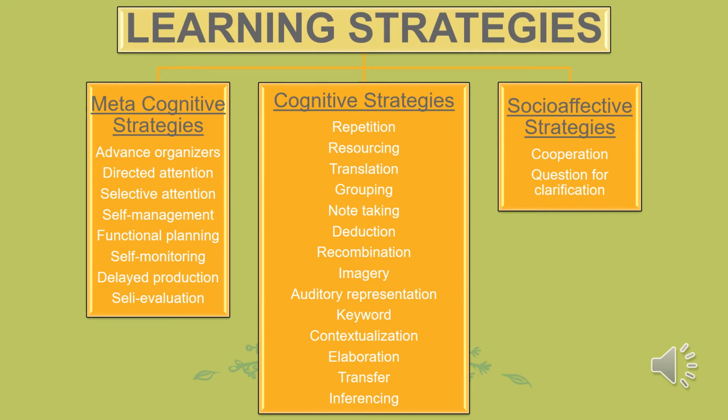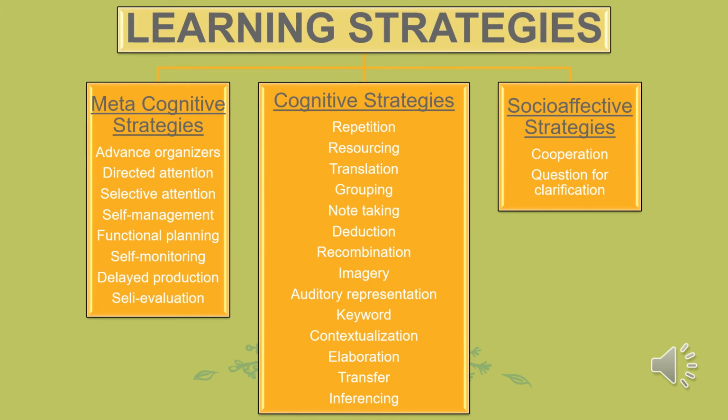Elaboration. Relating new information to other concepts in memory. Transfer. Using previously acquired linguistic and conceptual knowledge to facilitate a new language learning task. It is transferring from what you know to something that you don't know. And last point for cognitive strategies is inferencing. Using available information to guess meanings of new items, predict outcomes, or fill in missing information.